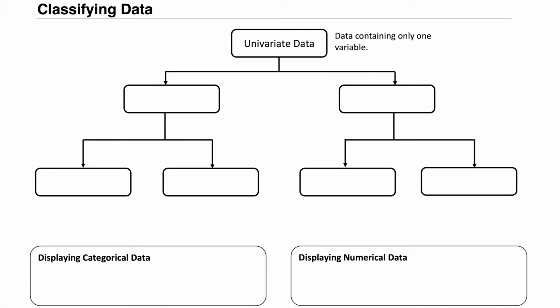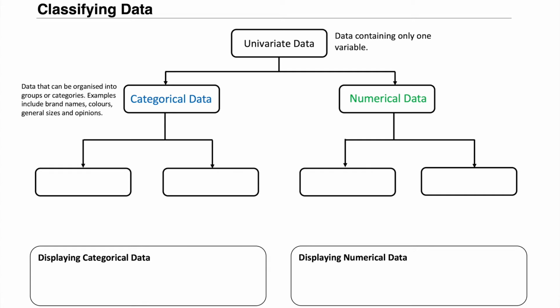So when we classify our data, they get classified into two categories. We've got categorical data, which is data that can be organized into groups. So this is our non-numerical data. It can be brand names or colors or sizes or someone's opinion, but it is non-numerical data, data that we can classify into categories. The other type of data is numerical data, which is data that can be counted or measured. So it might be someone's shoe size or someone's height or someone's age. So there are two main categories, our categorical and numerical data.